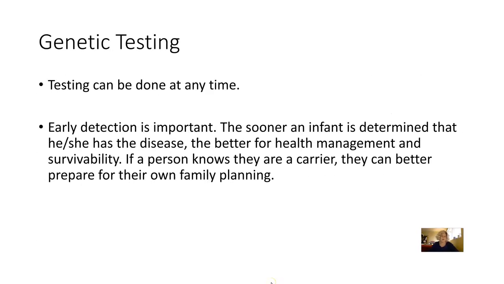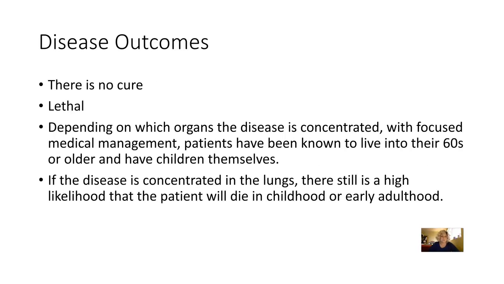Testing can be done at any time. If an infant is suspected of having the disease or having signs or symptoms of CF or a family history of the disease, they can be tested at that young of an age. If an adult knows they are a carrier, it would be recommended that their partner be genetically screened before any possible pregnancy to help with family planning. Early detection is important. The sooner an infant is determined that he or she has the disease, the better for health management and survivability. If a person knows they are a carrier, they can better prepare for their own family planning. The disease outcomes. There is no cure.